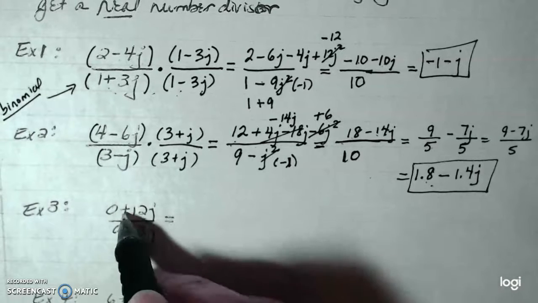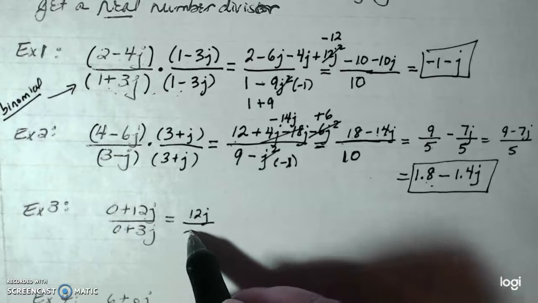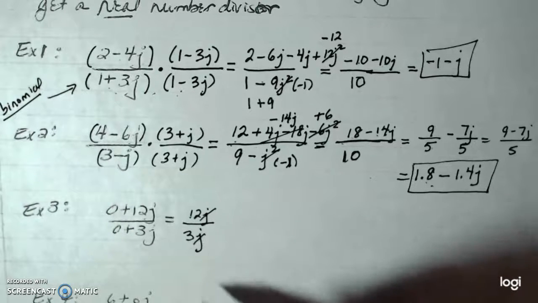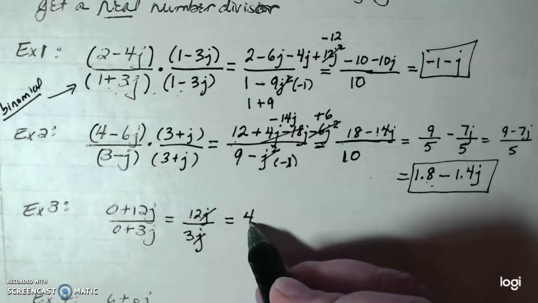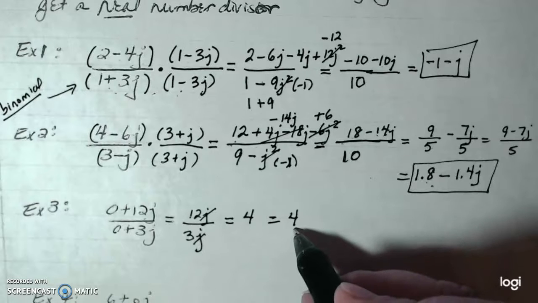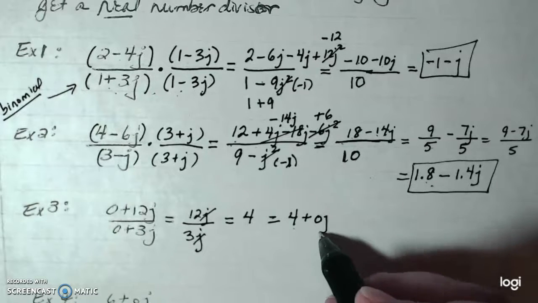Now, example 3, we have 0 plus 12j and 0 plus 3j in the denominator. You can simplify the numerator to just be 12j. The denominator simplifies to be 3j. j divided by j makes 1, and you have 12 divided by 3 is 4. If you were required to write this as a complex number, it would have a real component of 4 and an imaginary component of 0j.